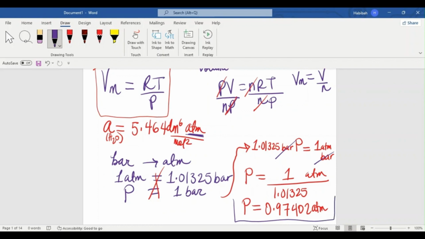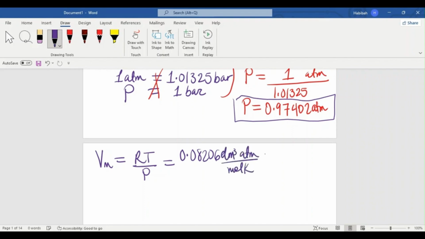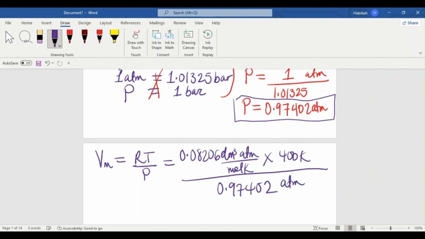So we know the pressure. Knowing the pressure and also knowing the temperature that we're given, as well as knowing the gas constant, which is a constant, we can successfully determine the molar volume. So, solving for the molar volume, we have RT divided by P. R is just the gas constant, so that's 0.08206 dm cubed atm divided by mole Kelvin, times 400 Kelvin divided by 0.97402 atmospheres. We're going to cancel out the atmosphere and the Kelvins.